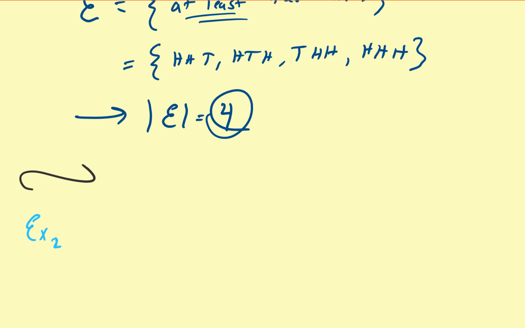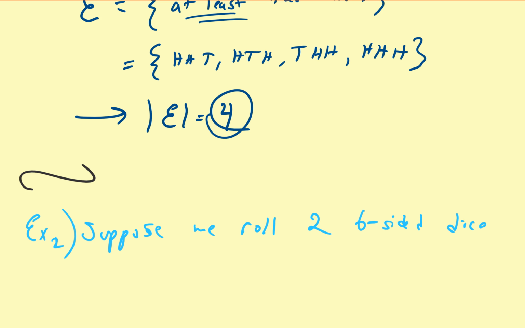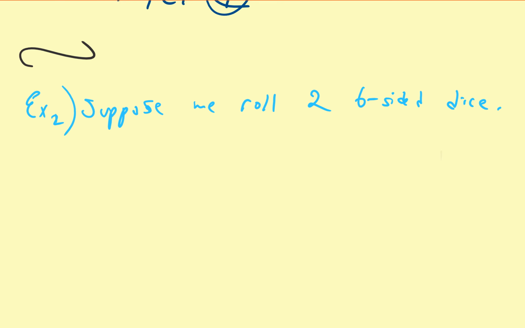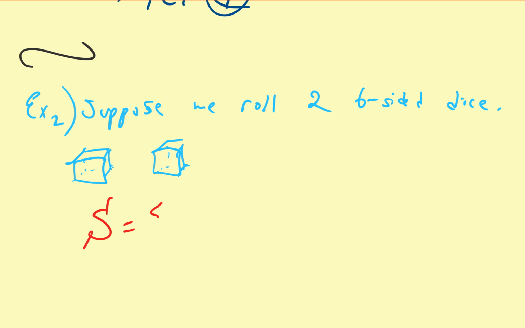Alright, so let us take another example. Suppose we roll 2 6-sided dice. So 2 6-sided dice, so that means we have die 1 and die 2, each of which has 6 sides each. So what is my set of all possible outcomes? That is, what is my sample space?